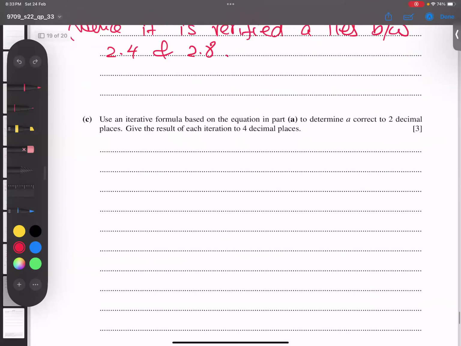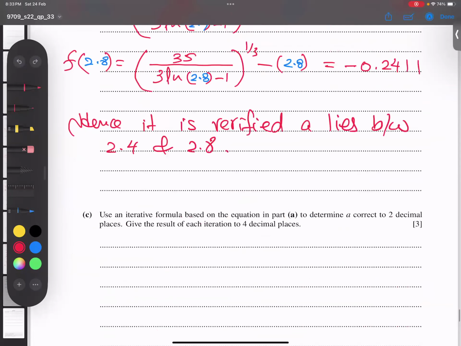Further, he said, if you understand this, give me that answer exactly. Use iterative formula. I repeat this word, iterative formula. What does iterative mean? Repeating again and again. You will see, inshallah, how I will use the iterative formula based on the equation in part A. Determine A to the correct 2 dp.